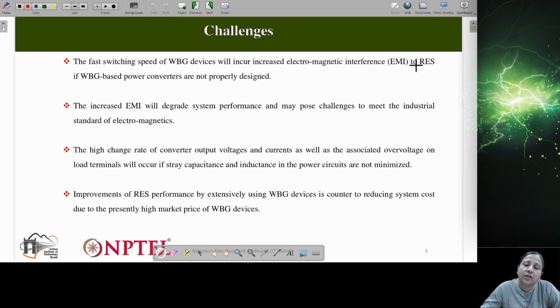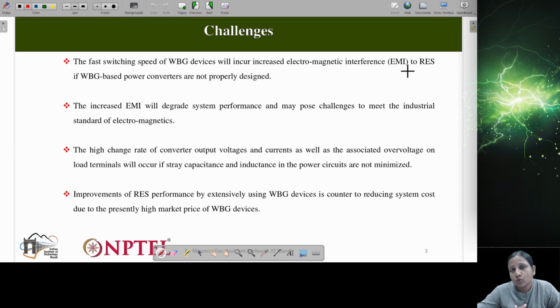Any noises which arise due to the long wire connection and all these things are at low frequency operation when we consider silicon devices. Now if we consider wide bandgap devices, we will be going for higher frequency, and then this kind of problem related to electromagnetic interference will increase. So that is one of the main challenges to use these wide bandgap devices for renewable energy source applications.